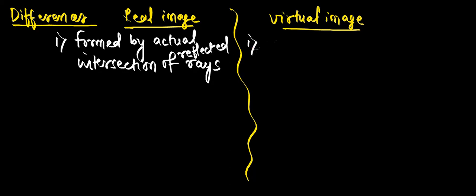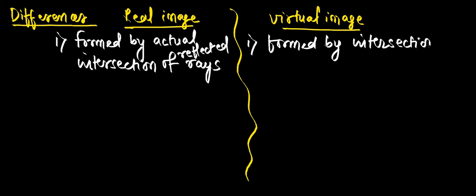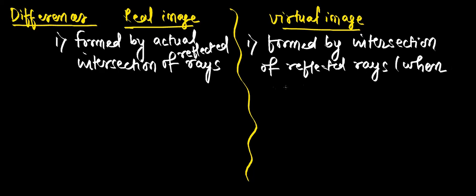Now, when you take a virtual image, it is formed by intersection of reflected rays, in brackets, when they are extended backwards.